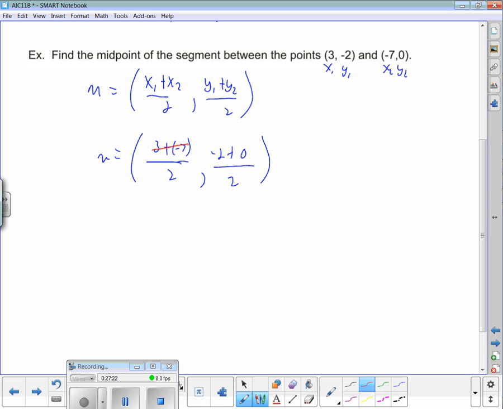All right, be careful. This is a negative 4. Positive 3 and negative 7 is negative 4, so we end up with a negative 2 for the x-coordinate. And the y-coordinate ends up being negative 2 divided by 2, and that's a negative 1, and you should have gotten the coordinates negative 2, negative 1. Hey, that's the way it's done.